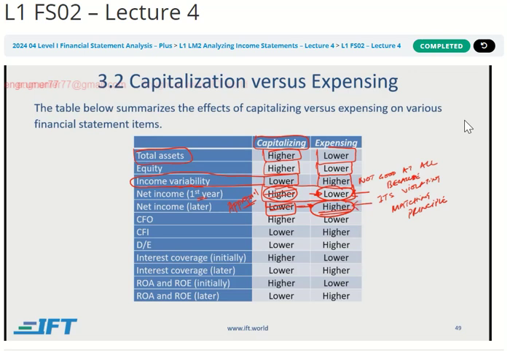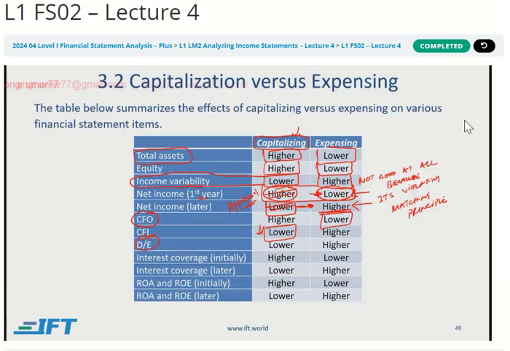Now, if you expense it out, your cash flow from operations is going to get a hit, which means that will be much lower because there's going to be a huge cash outflow. However, if you capitalize it, that cash outflow will be shown under cash flow from investing activities, and therefore the cash flow from investing activities will be lower in the case of capitalization.